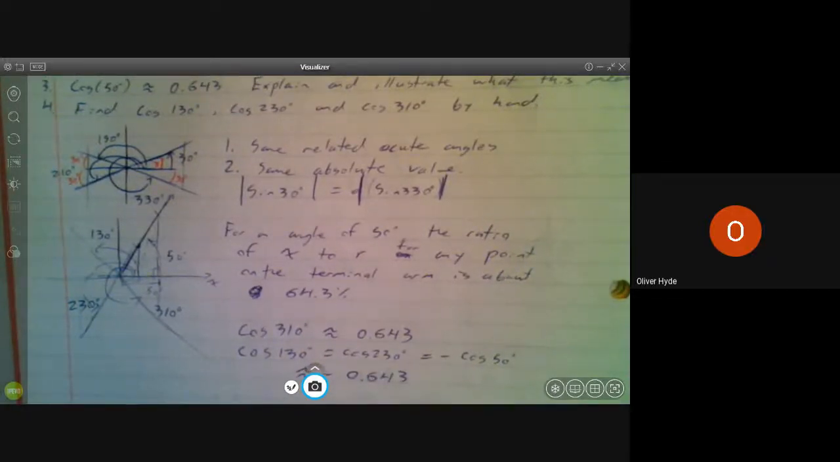In 4.3, we are going to be discovering exact values of a certain number of ratios without a calculator. Try that out and let me know how you're doing.